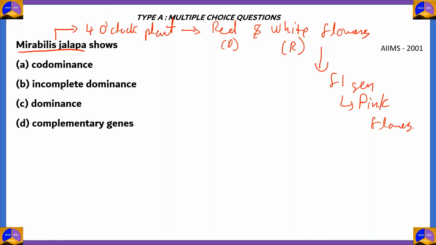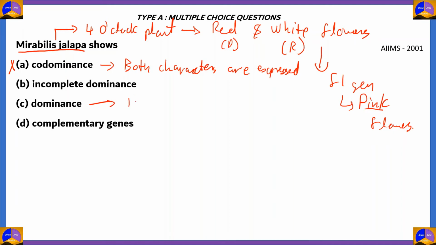So let's look at each of our options now. Option A, codominance. Codominance is incorrect. In codominance, both characters are expressed. So if the 4 o'clock plant was codominant, then both red and white flowers will be shown in F1 generation. But however, they have pink flowers. So option A is incorrect. What about option C, dominance?